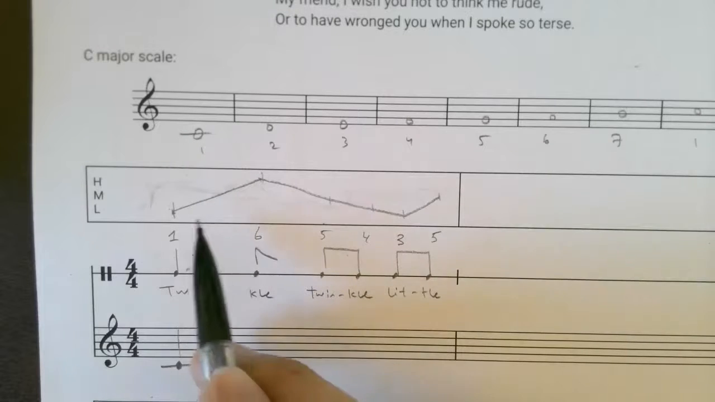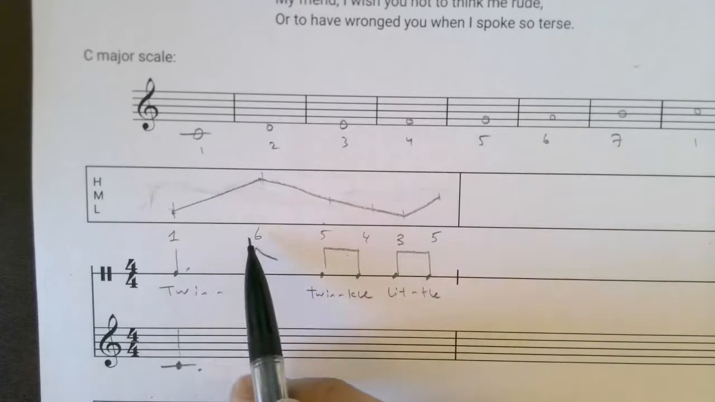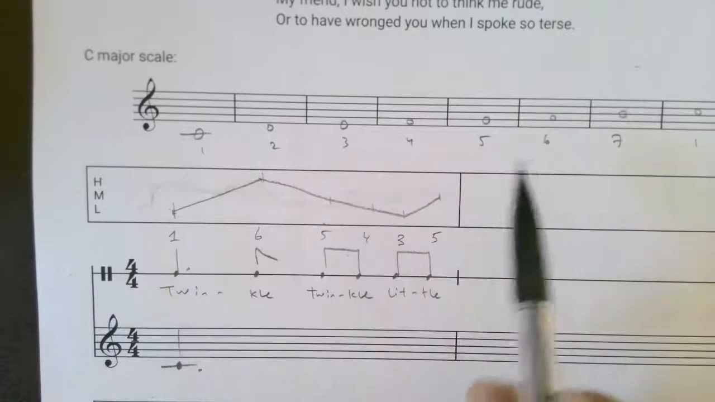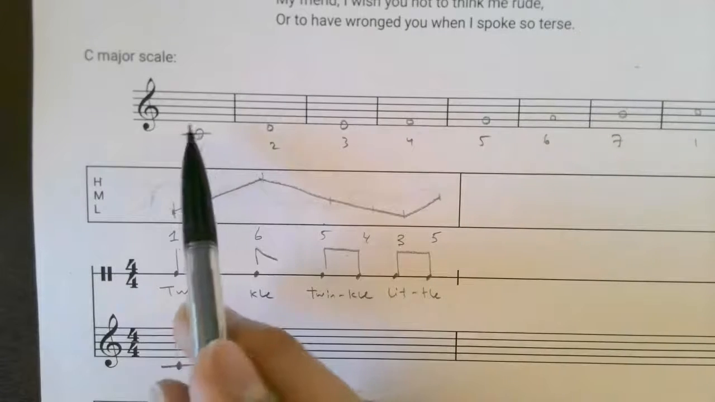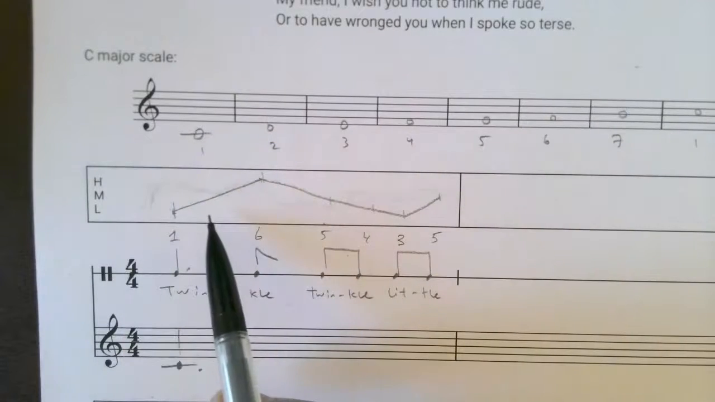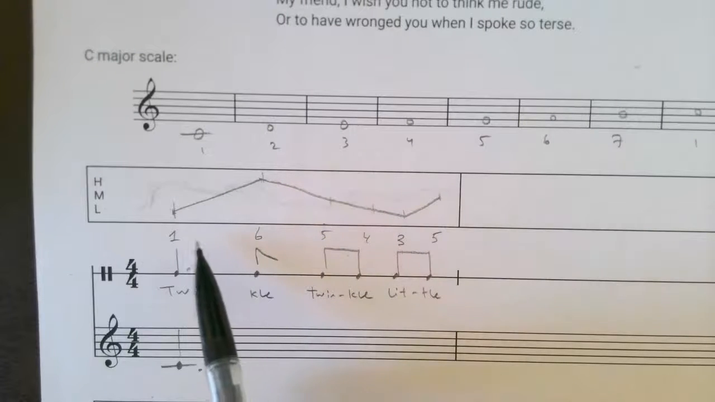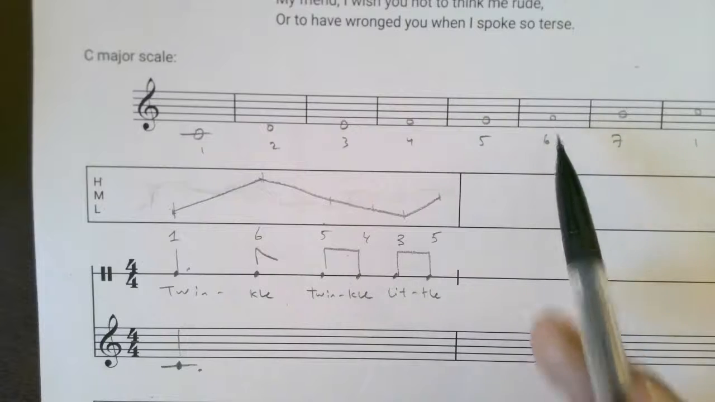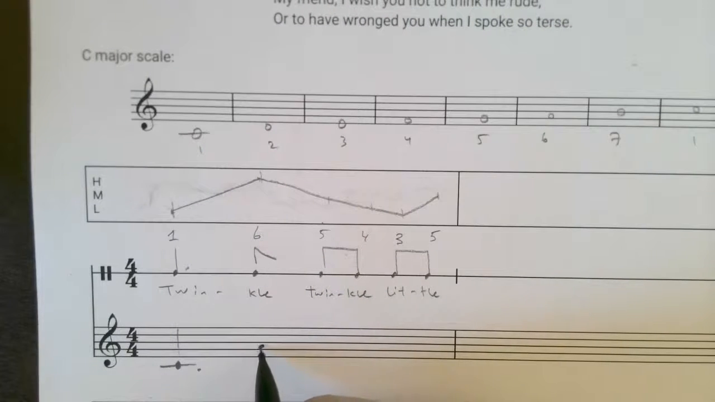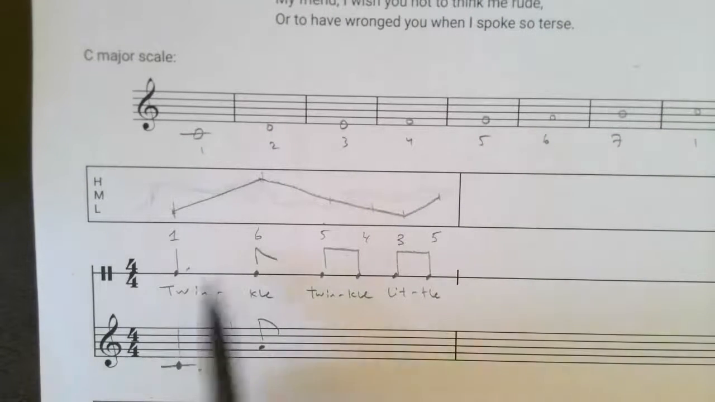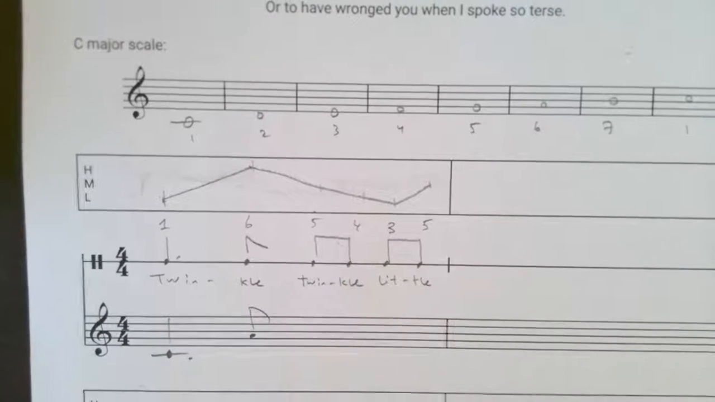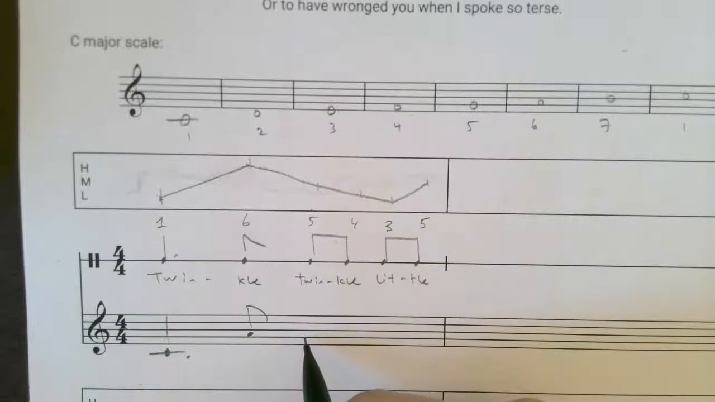Next, I go up to a 6. Notice I'm not going down to a 6 because there are 2 6s, right? You can either go up to the 6 or you can go down to the 6 that's below the 1. So because the contour is going up, okay, I'm going to go up to the 6 that's above 1. Okay, so 6 scale degree here is A, so I'm going to write this note as A. So now I have the same rhythm matched up with the contour and the scale degree that I assigned. And then I'm going to continue with this process, 5, 4, 3, 5.